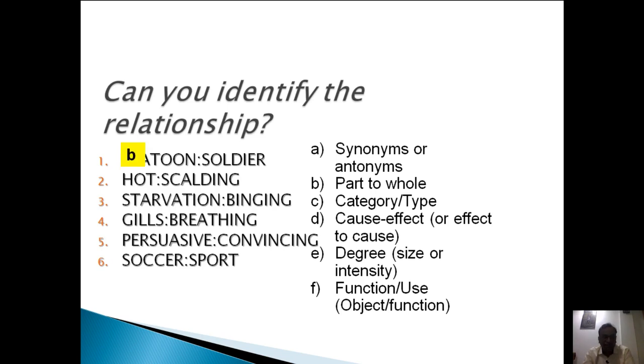First one is platoon equal to soldier? The answer is B. B means part to whole. Getting? A soldier is a part of platoon. Scaling, example 2, and the answer would be degree, size or intensity: starvation, binging. The answer is that starvation is a synonym of binging.